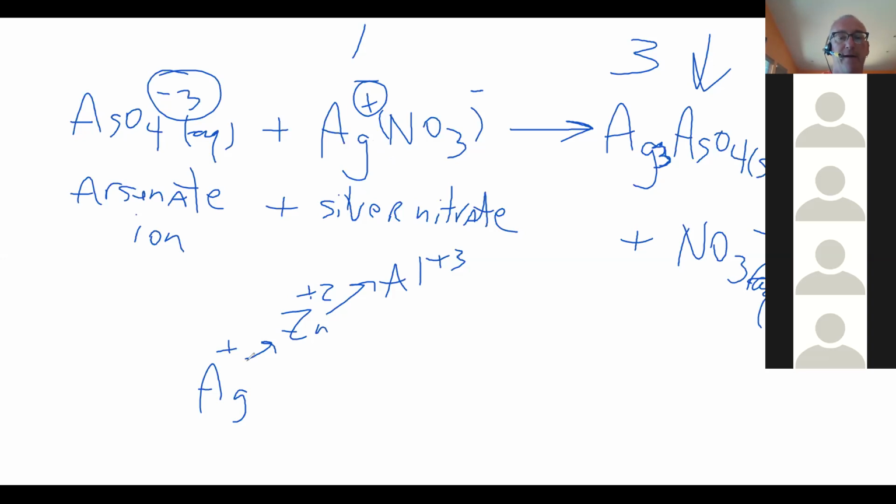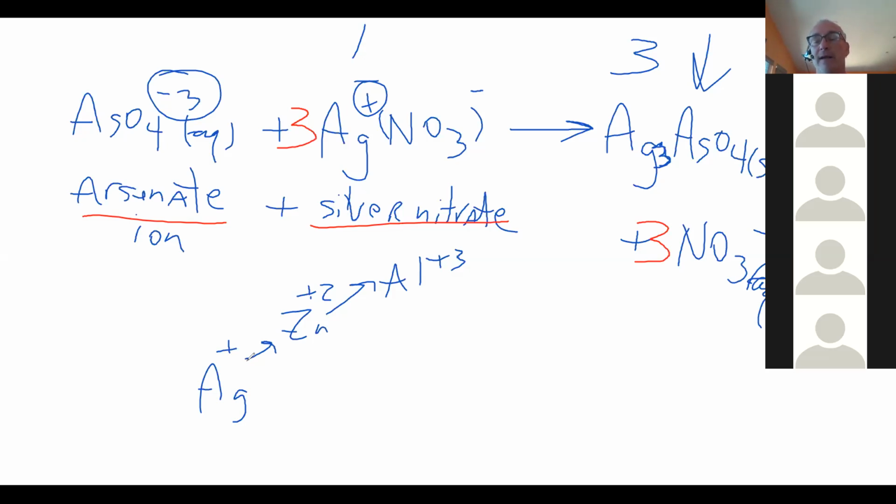I'm going to put it here, which means I need 3 moles of silver nitrate to react with 1 mole of arsenate ion. Okay? So is my reaction balanced now? Yes. NO3 for NO3. That's right. Yes, 3 here as well.